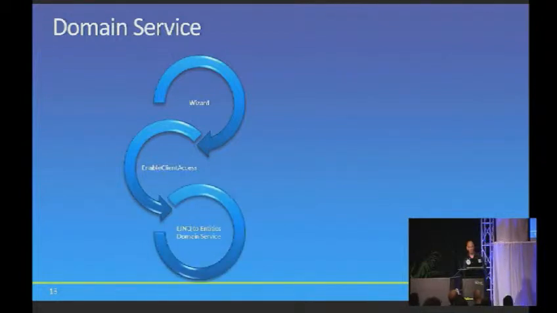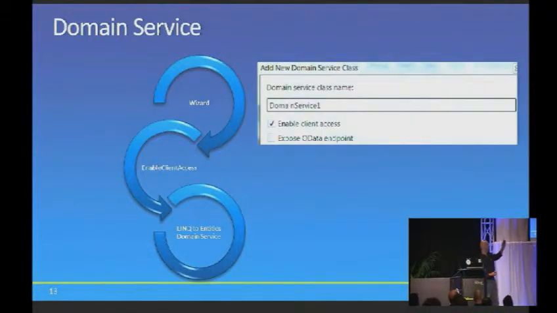And in our case, we're using a link to entities domain service, so it can actually talk to entity framework. When you add in a domain service class, the wizard's larger than this, but basically you just name the service, you choose enabling client access, and then you can also check expose an OData endpoint if you've downloaded that toolkit. And all that does is adds a couple extra lines to your web config so you can actually expose it through OData.